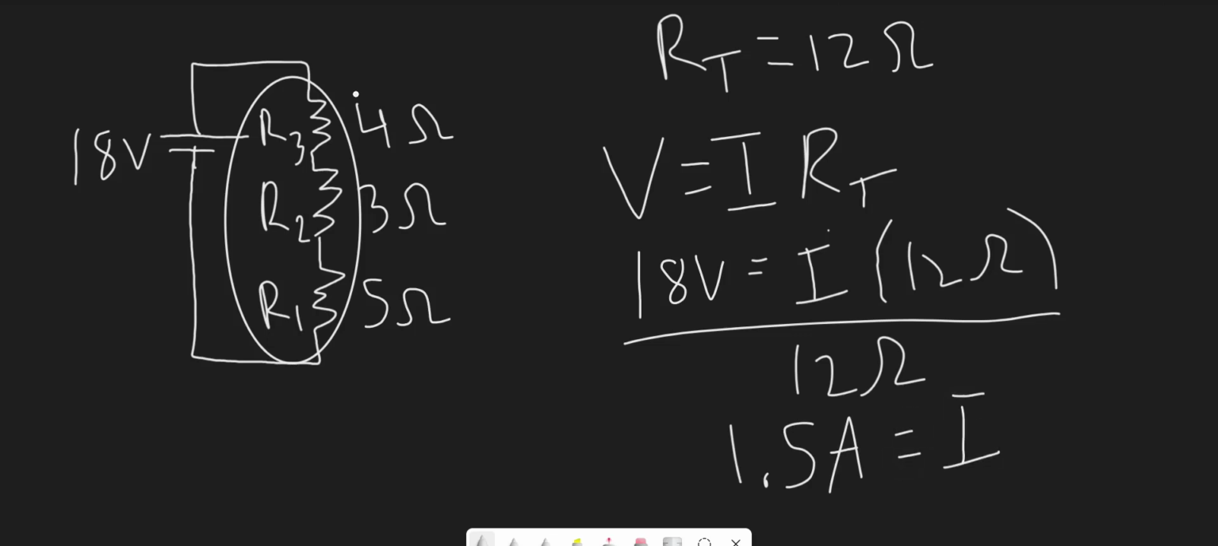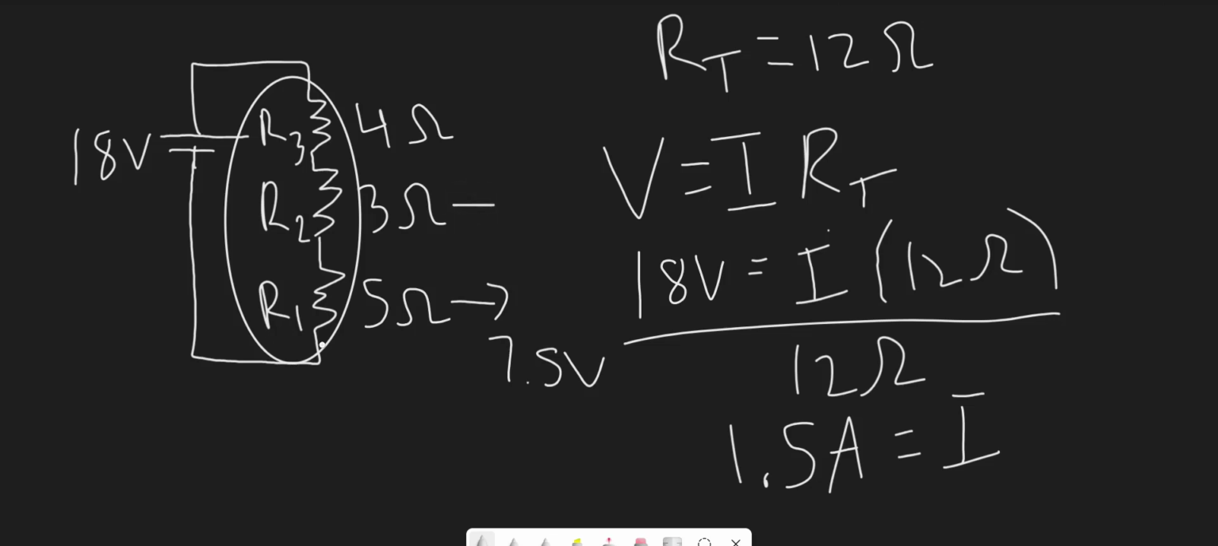Now, since we have multiple resistors in this series circuit, we have to take the current that we got and multiply it by each of these individual resistor values. So if you take 1.5 and multiply by 5 ohms for resistor 1, you should get 7.5 volts. So that's going to be the voltage drop across resistor 1.